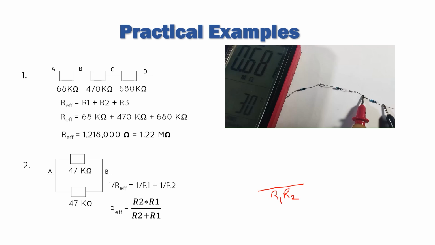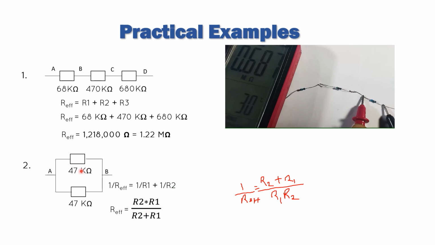Now R1 R2 divided by R1 will give us R2. R2 times 1 will give us R2. R1 R2 divided by R2 will give us R1. R1 times 1 will give us R1. But don't forget what equals this is 1 all over Re effective. So that's what equals this. If we find the inverse of this, Re effective will have to be R1 R2 divided by R2 plus R1, which is what we got here.